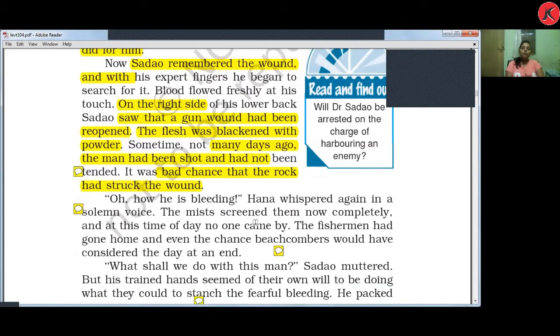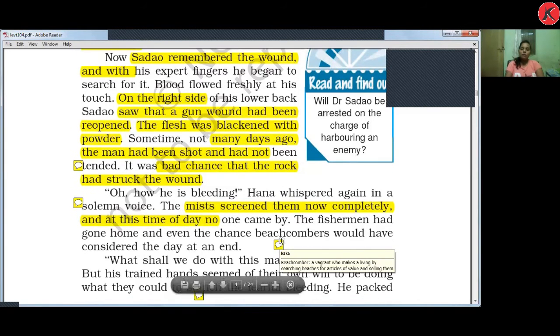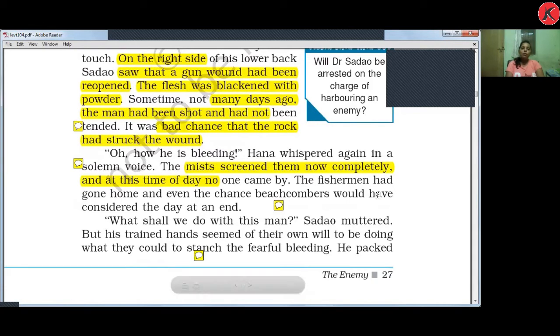The mist screened them now completely, and at this time of the day, no one came by. Now here you can see that this is the time of fog and dangerous mist, and at this time no one can come by this seashore. It is very dangerous. The fishermen had gone home, and even with chance, a beachcomber would have considered the day at an end. A beachcomber is a person who makes a living by searching beaches for articles of value and selling them. So maybe this is not a fisherman, or this is not the time for a beachcomber, because this is the end of the day.